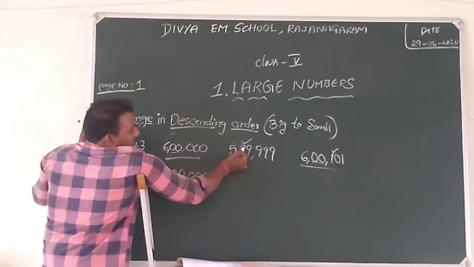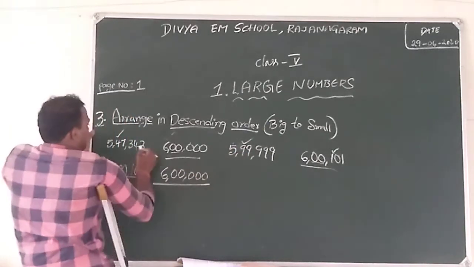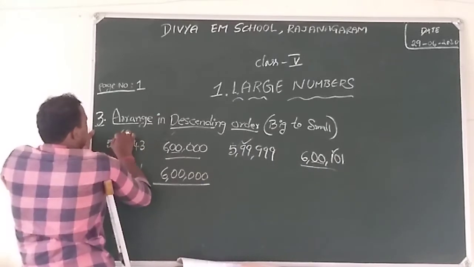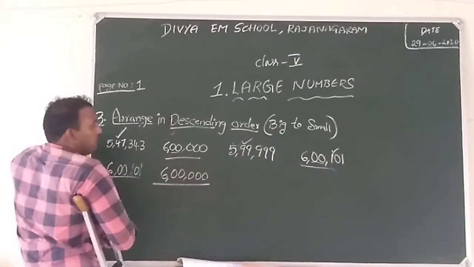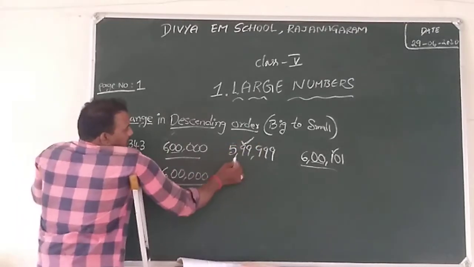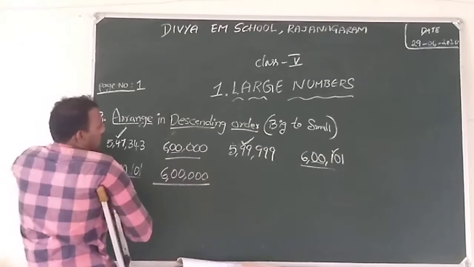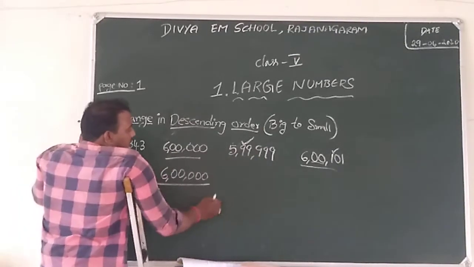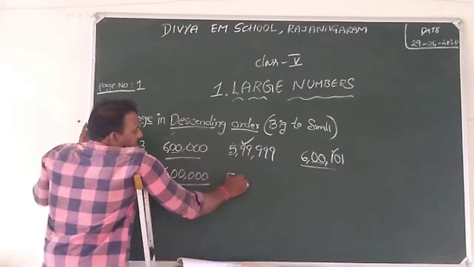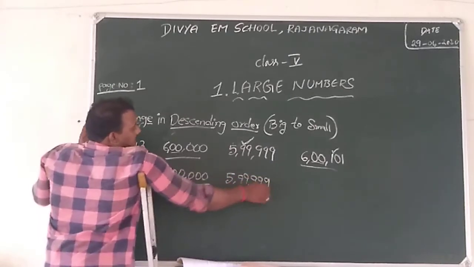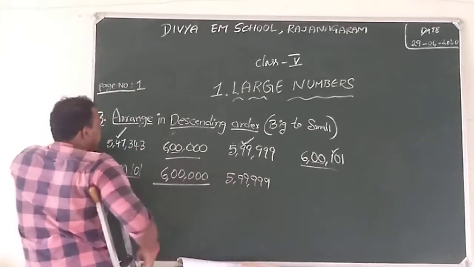In 10,000 place, we are having 9 here, and in 10,000 place, we are having 4 here. So, when we compare 4 and 9, 9 is greater than 4. So, we need to write the 5,99,999 here. So, 5,99,999. So, the remaining number will be placed last.